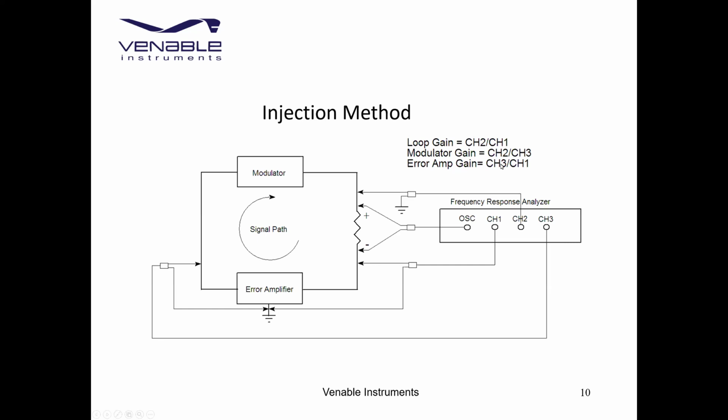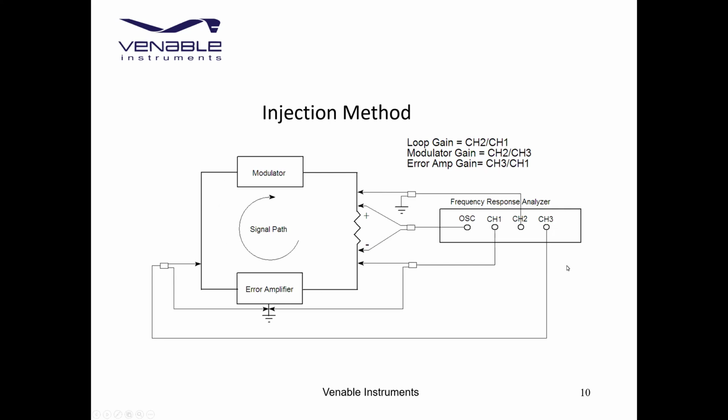So this is how we would hook up to measure the feedback loop. We're connecting our oscillator across the injection resistor, and then placing channel 1 on the error amplifier side, or the input side of the loop, and channel 2 on the output side of the power supply loop, and then injecting there, and that will give us the entire feedback loop.